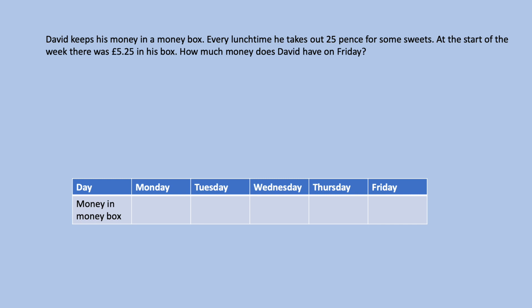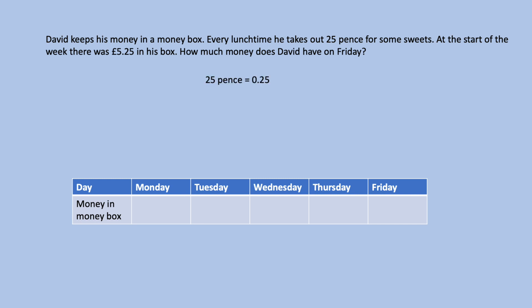Okay, so another question is, David keeps his money in a money box. Every lunchtime he takes out 25 pence for some sweets. At the start of the week there was £5.25 in his box. How much money does David have on Friday? So, first of all, the first thing that we need to do is change 25 pence into a decimal. Now, we know that 1 pence would be 0.01, so 25 pence would be 0.25, okay?